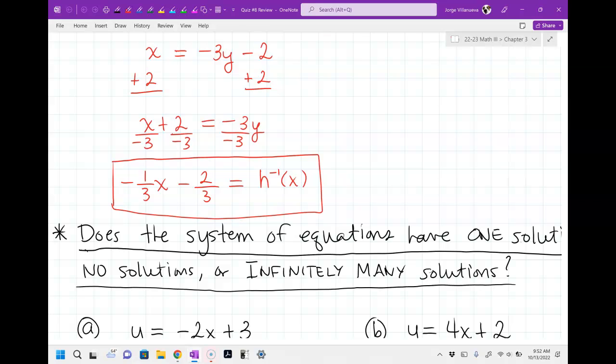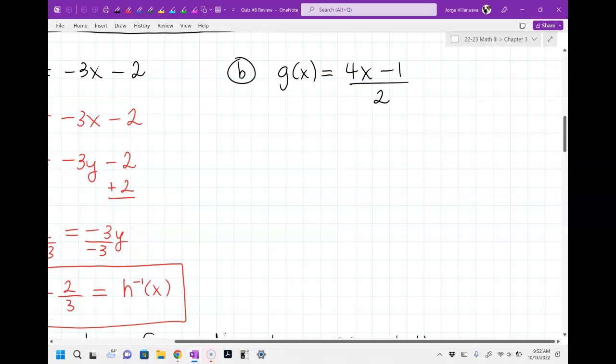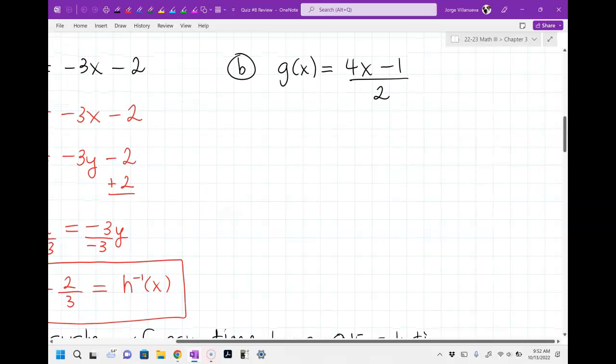Okay. Now on a state test, they may not write x over negative 3. They may write negative 1/3 x. So you got to just make sure you know that they both mean the same thing. Okay. So just be aware of that. All right, so part B.